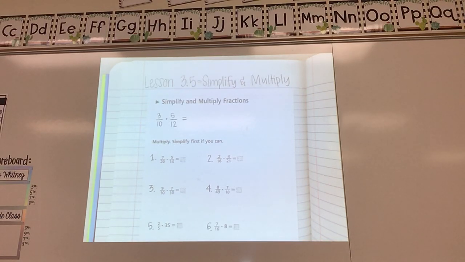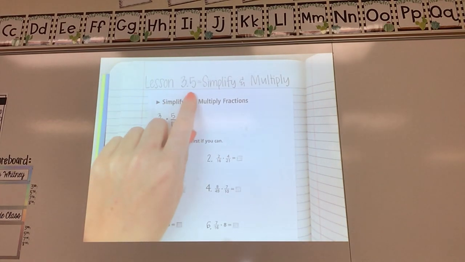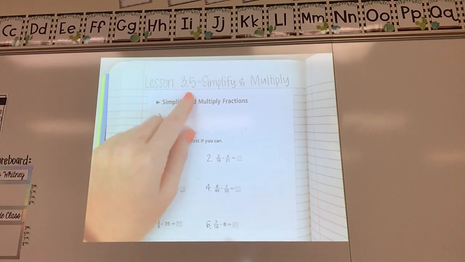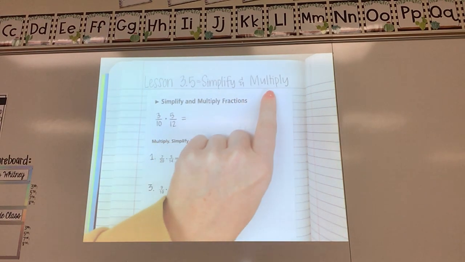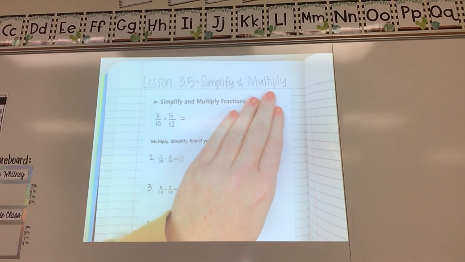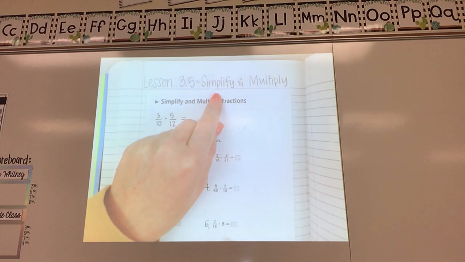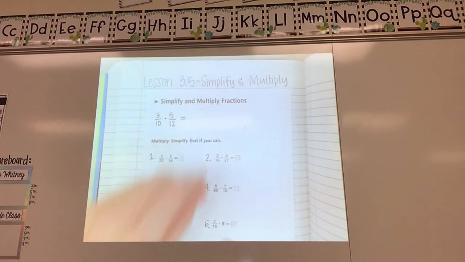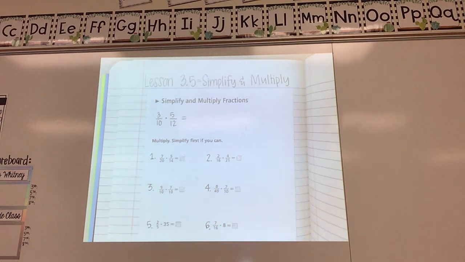Hi, fifth grade. Today in math, we are doing lesson 3.5, and this is over simplifying and multiplying fractions. We had already learned how to multiply fractions before we went to Thanksgiving break. Yesterday, we worked with simplifying fractions. Remember, simplify means I'm going to divide. I figure out what I can divide the top and bottom by to make my numbers smaller, which makes them easier to work with.